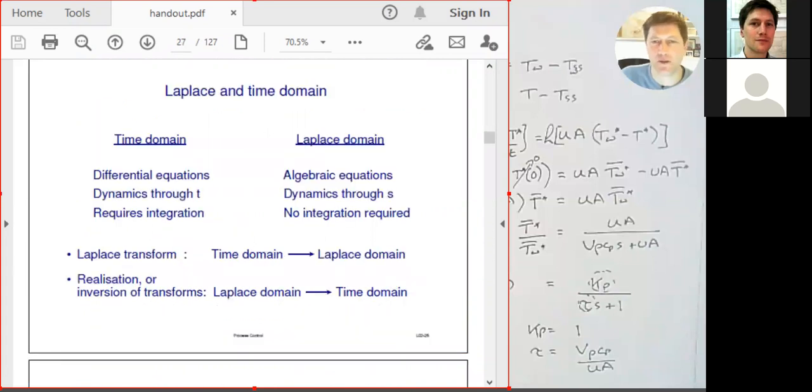So looking back on this, we've seen how to describe things in the time domain, how to describe things in the Laplace domain. And I think the attraction of using the Laplace domain is starting to become apparent for this type of control problem.